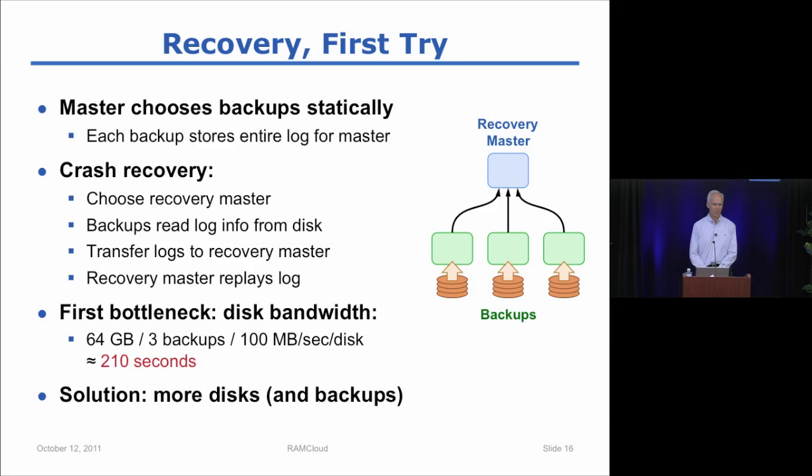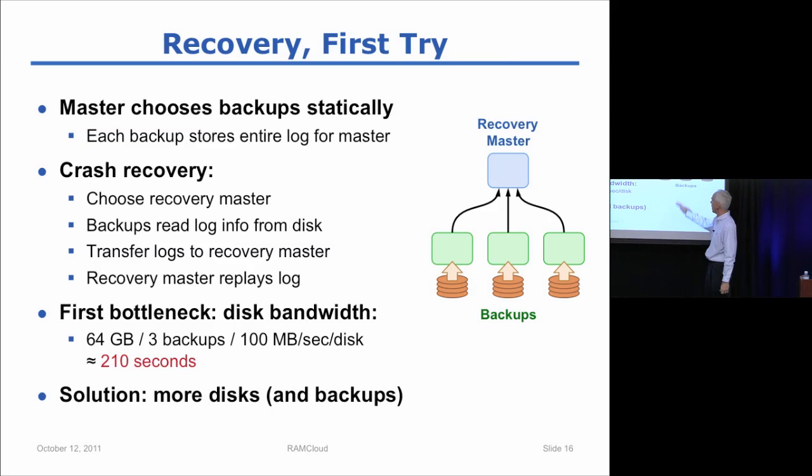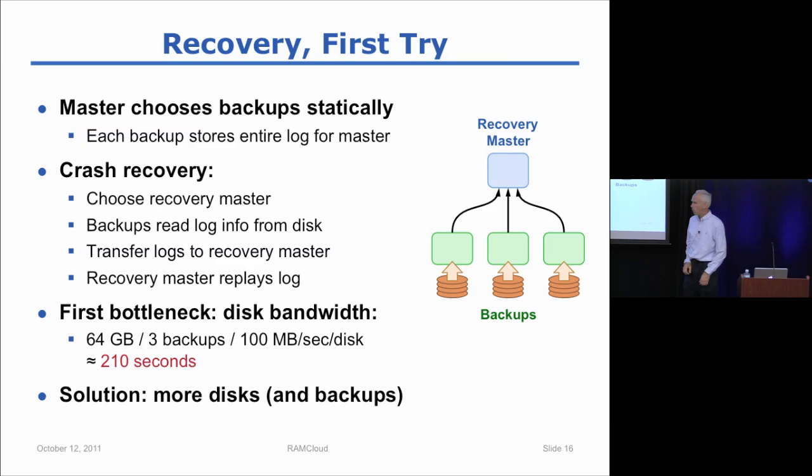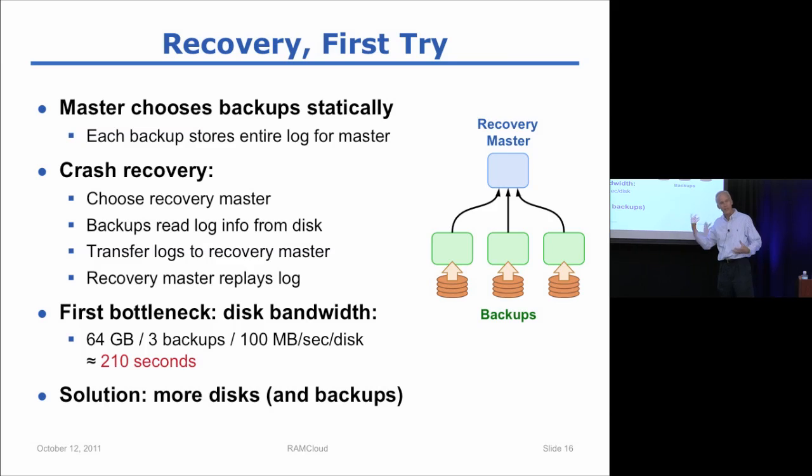The first approach, which is not a very good approach, doesn't use scale at all. This is the obvious approach: each master picks 3 backups when it starts up, and keeps a full copy of all of its data on each of those 3 backups. Then if the master crashes, we select a new machine to take over as that master. I'll call that the recovery master. The data has to get read from the disks on the backups, transmitted over the network to the recovery master. It replays the log, reconstructs the hash table, and then resumes operation.